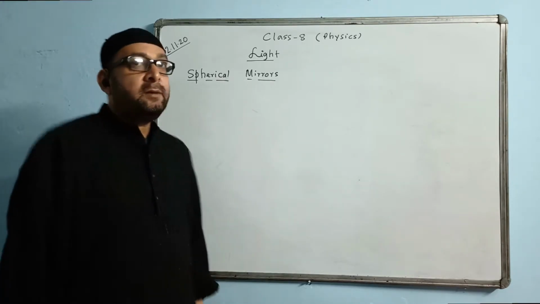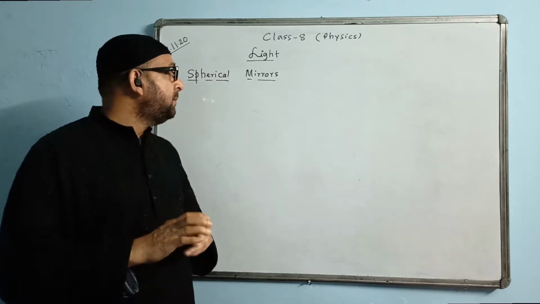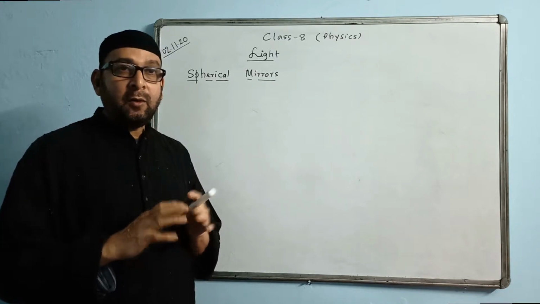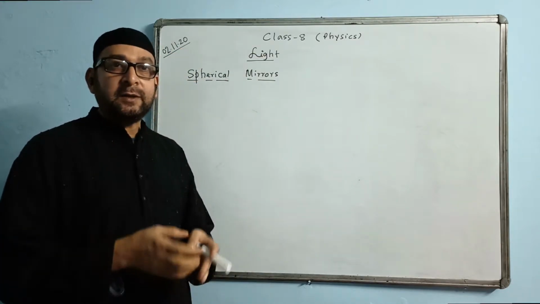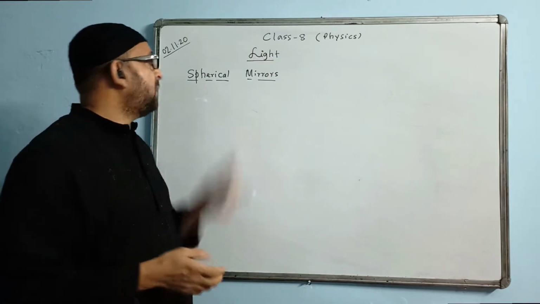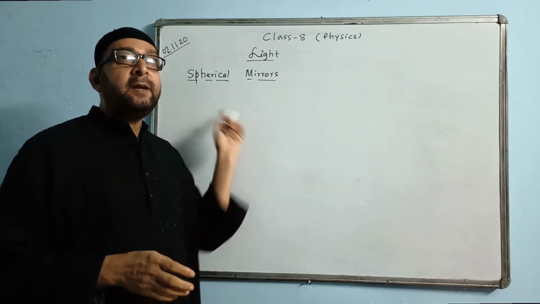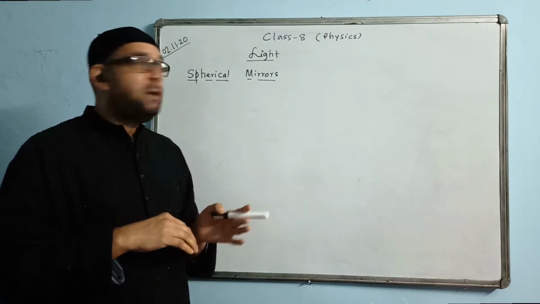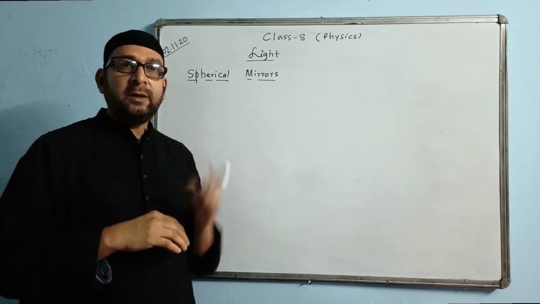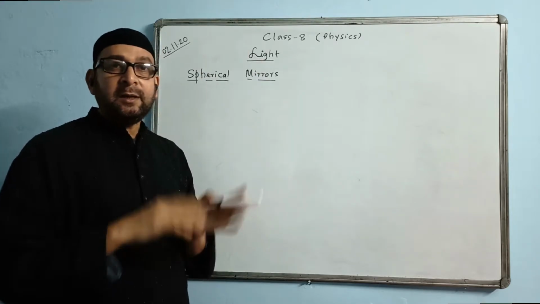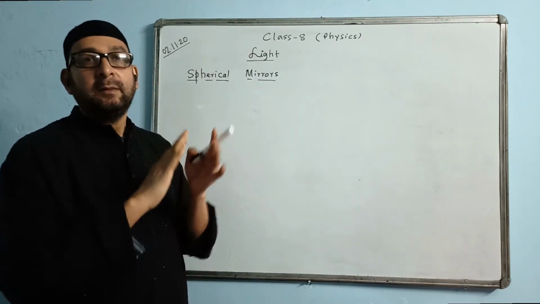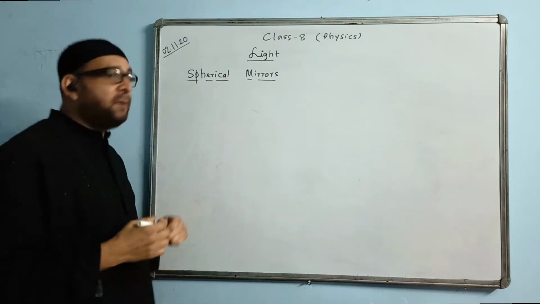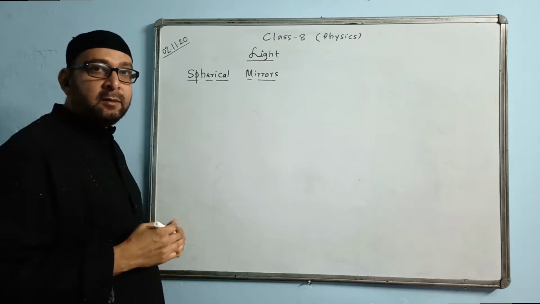What is a spherical mirror? A mirror which is made out of a spherical, curved surface is called a spherical mirror. A mirror will have one surface polished, usually made of glass, and the other surface will be reflecting the rays of light. There are two kinds of spherical mirrors: concave mirror and convex mirror.